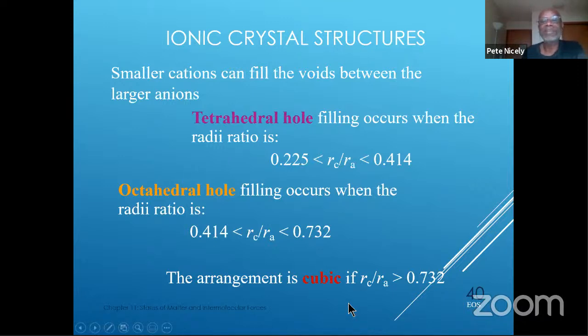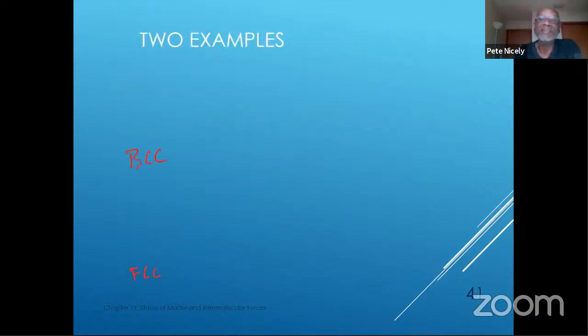And down here it says that basically the arrangement would be cubic if the ratio that we just talked about is above 0.732. So basically this is the criteria that is established in order to predict the type of hole filling that will take place in a different type of packing, CCP and HCP.